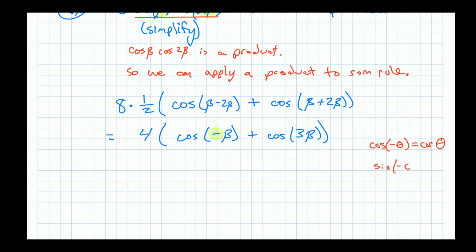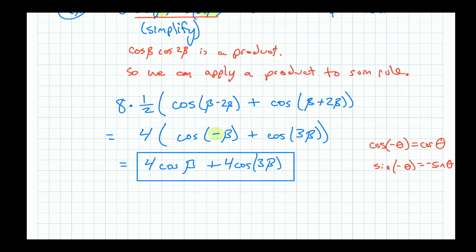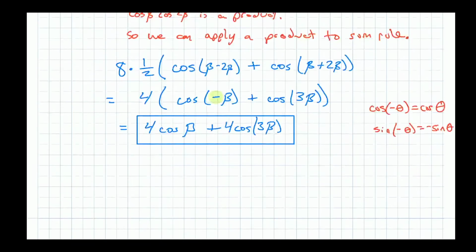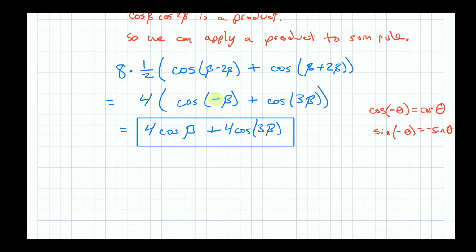Similarly, sine of negative theta is negative sine theta, right? When we talked about even and odd identities. So I can just take that and drop that minus sign basically. So I could write 4 cosine beta plus 4 cosine 3 beta. And that's how it actually is in Newton. Okay? And so that's about it.